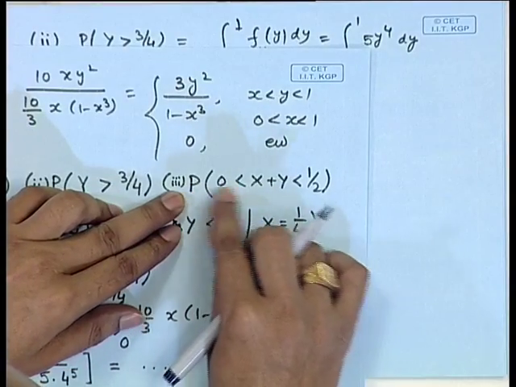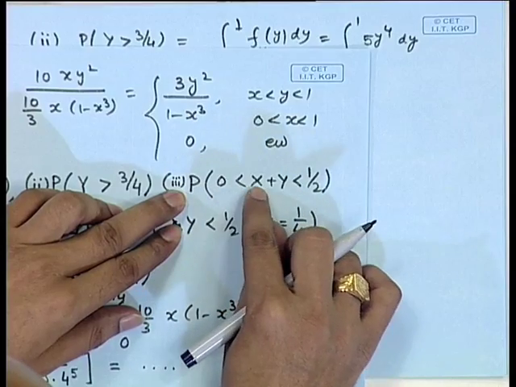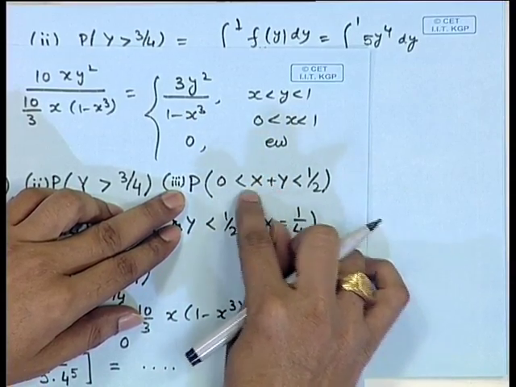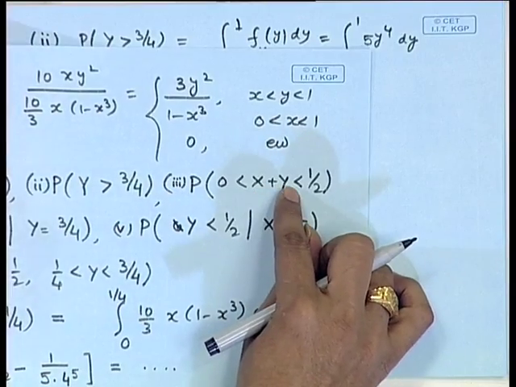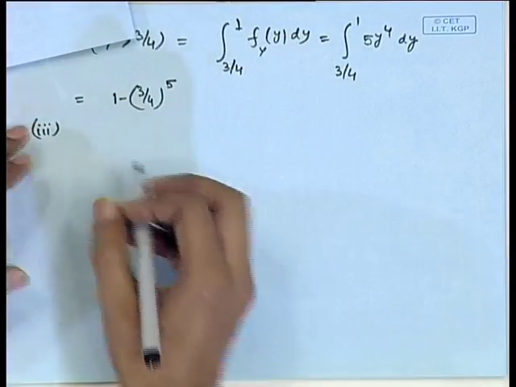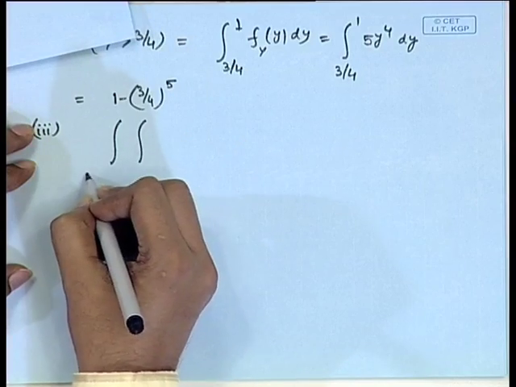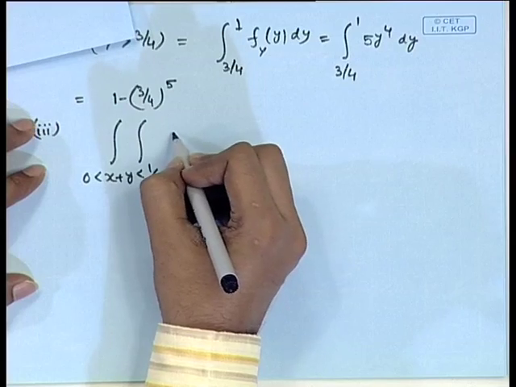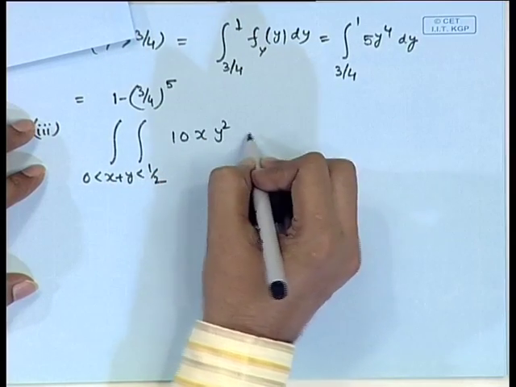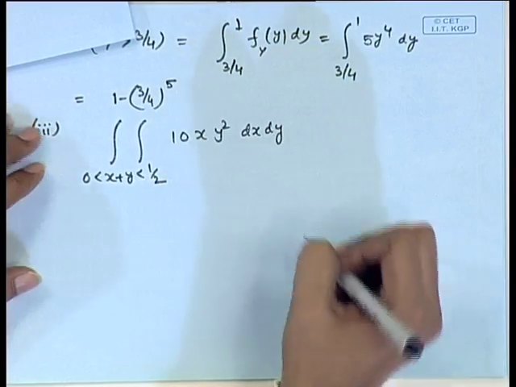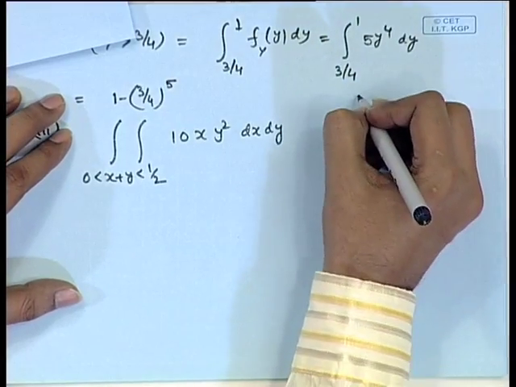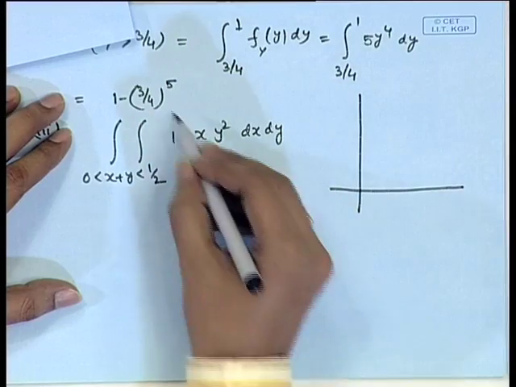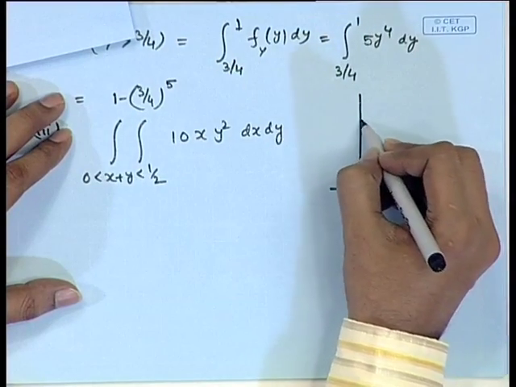If we look at the third problem, here we need a joint probability statement regarding the distributions of x and y. So, this can be calculated from the joint distribution of x and y. So, this is the integral where x plus y lies between 0 and half of 10 x y square dx dy. Of course, this can be dy dx also, depending upon the order in which we integrate. So, let us determine the range of integration.